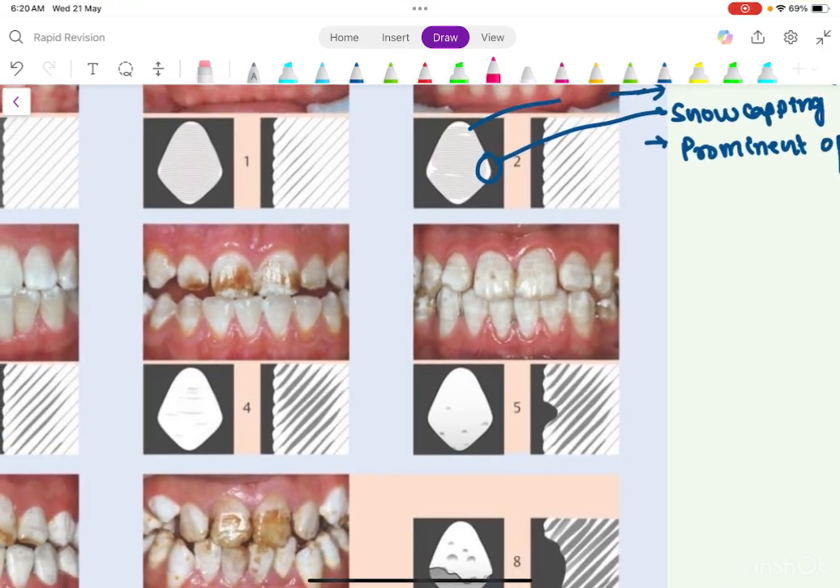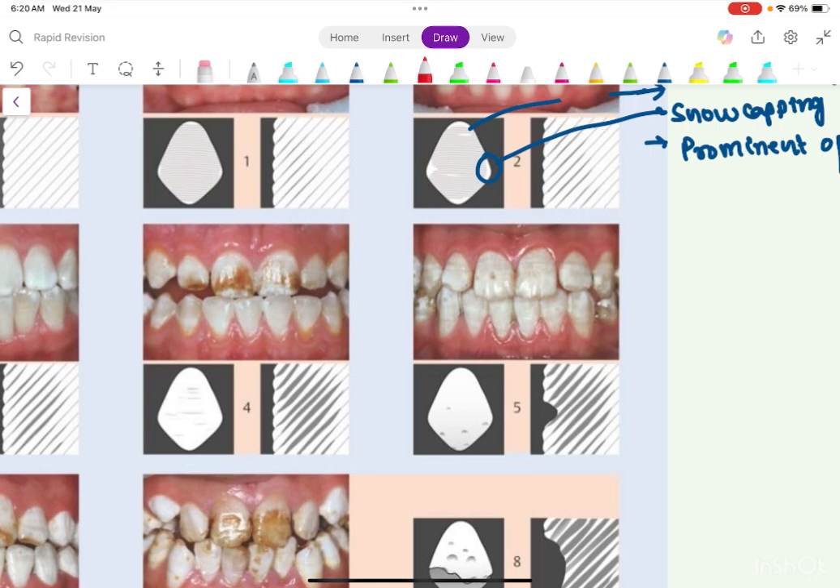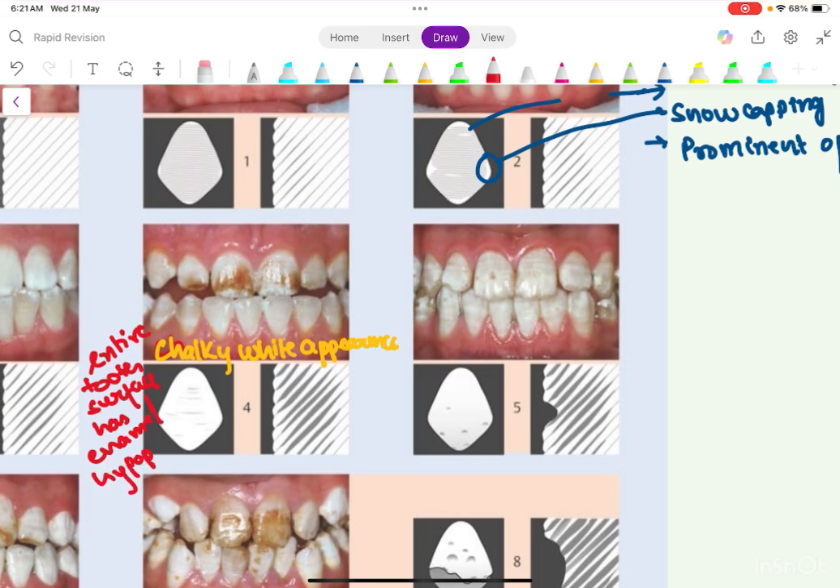Then look at the fourth one. Now this is completely white, right? So this is a chalky white appearance. I'll just write it here. So you can see chalky white appearance, and the entire tooth surface has enamel hypoplasia. Okay, now let's talk about the fifth one.